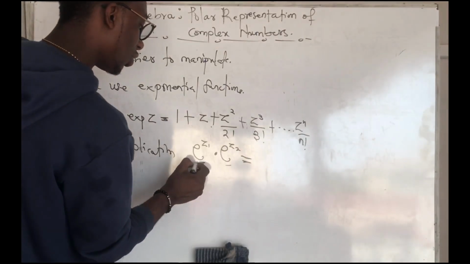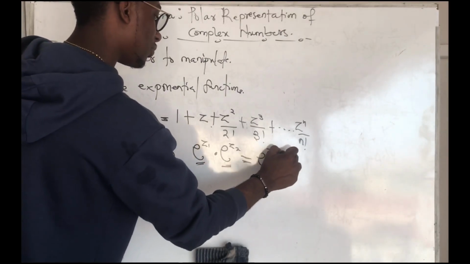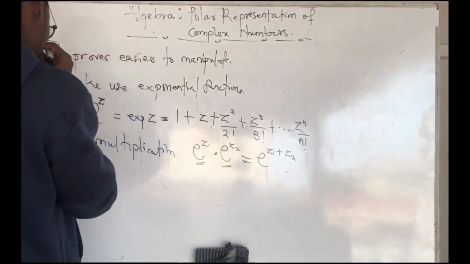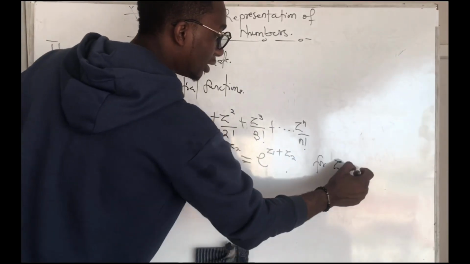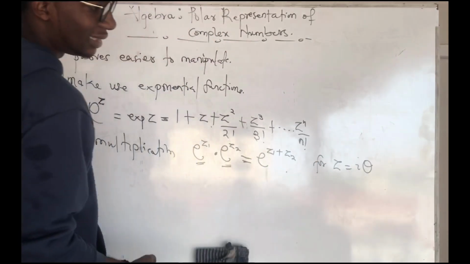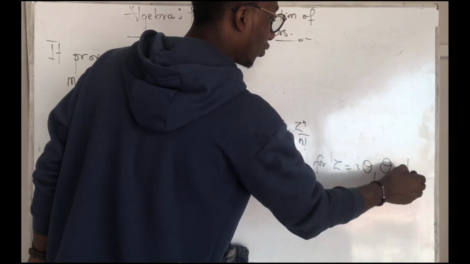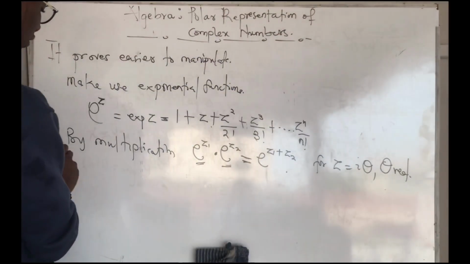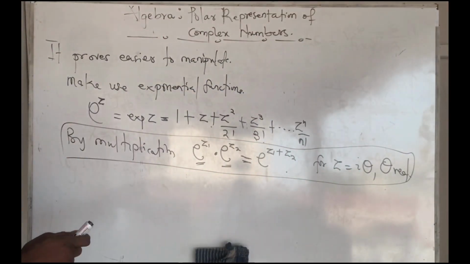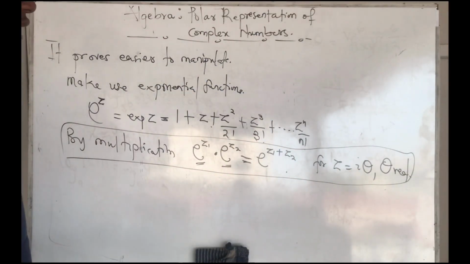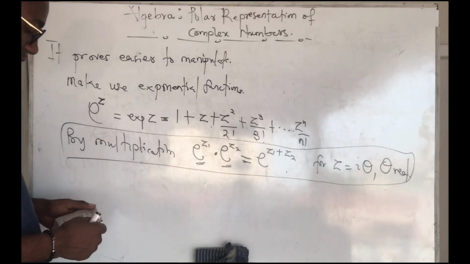So from here, because the bases are the same, we have e to the power of (z1 plus z2). That is in terms of multiplication, and this is for all z values, which is equal to i theta, the imaginary part of theta, and the real part of theta. So this is valid for all values for which z is equal to i theta, and also for a real number theta without the imaginary part. All right.